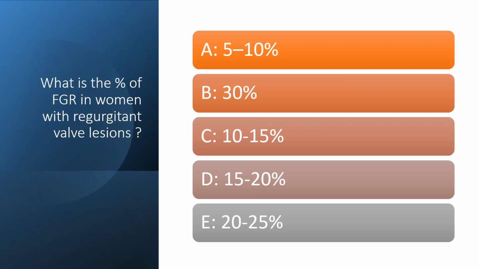Question number 4. What is the percentage of fetal growth restriction in women with regurgitant valve disease? Is it A, 5 to 10%? Is it B, 30%? Is it C, 10 to 15%? Is it D, 15 to 20%? Or is it E, 20 to 25%? And the answer is A, 5 to 10%.